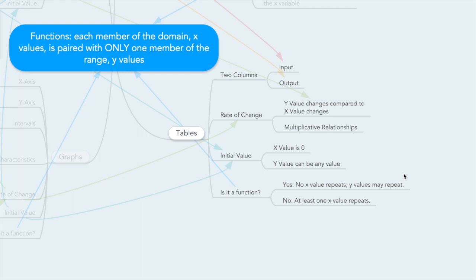Then we have initial values. On the table, your initial value always shows up as x equal to 0, and then y is any value that we need it to be. And how do we know if the relationship in the table is a function? It is a function if no x value repeats. However, y values may repeat. It is not a function if at least one x value repeats.